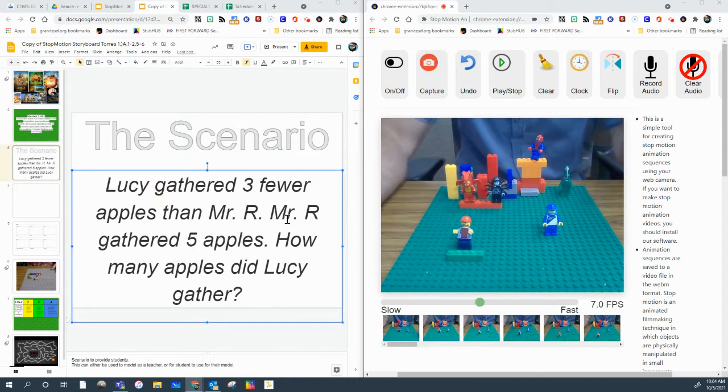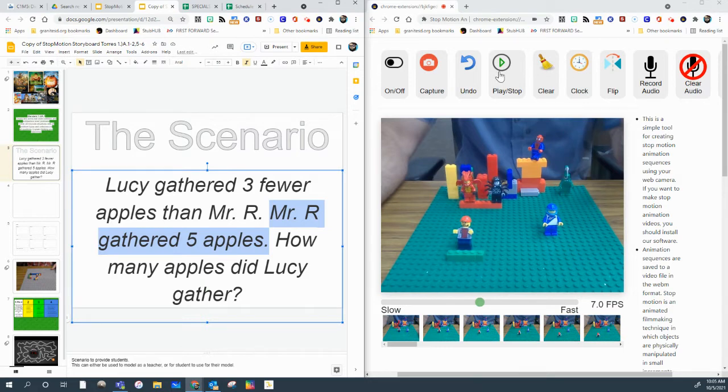So far, I've read our problem, and I thought about what the problem tells us. It tells us that Lucy gathered 3 fewer apples than Mr. R, but it doesn't tell us how many she actually gathered. But it does tell us that Mr. R gathered 5 apples. So I've made an animation by taking pictures, capturing pictures of Mr. R gathering 5 apples. One, two, three, four, five.